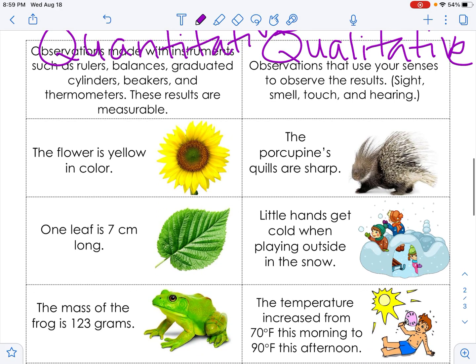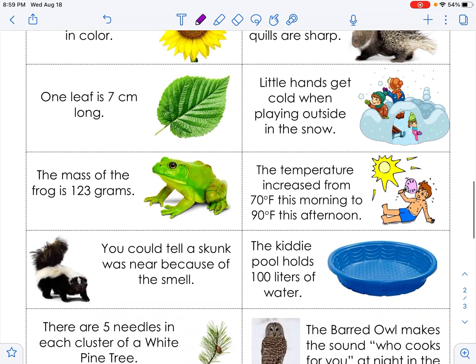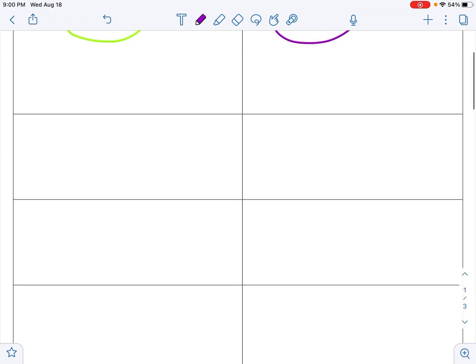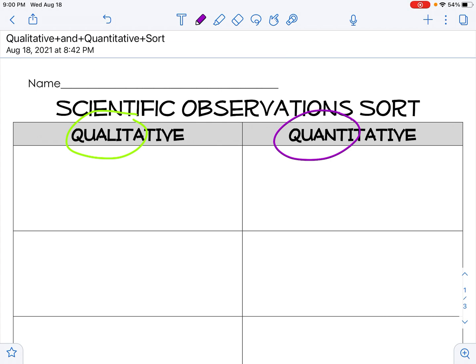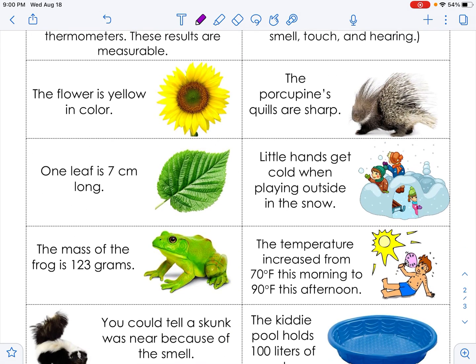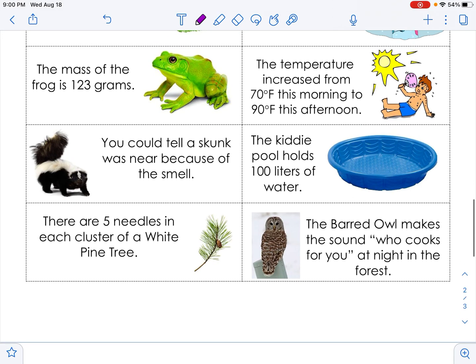As you go through these, you will decide, is it describing something using our senses, or is it measuring something? You would see that there would be a number involved. So go through these and put them in the correct category. If you can't get it to copy and paste in there, then you can just write on there. They are not in any particular order. It's not like this side over here is all quantitative and this side is all qualitative. That's not how it is, because I clearly see some numbers here.